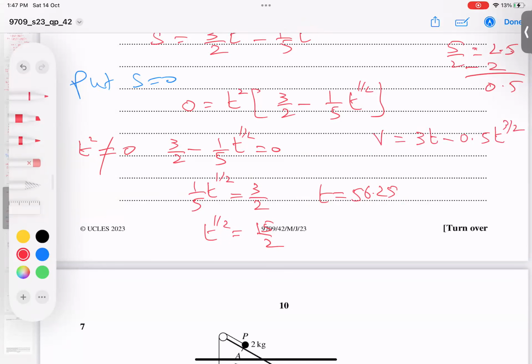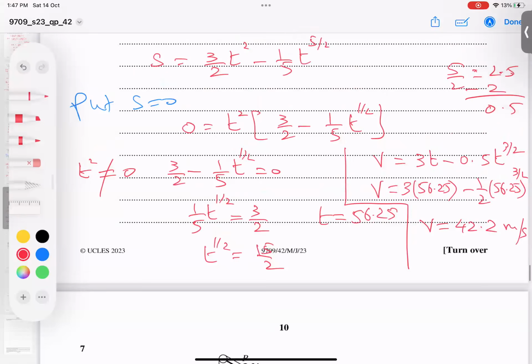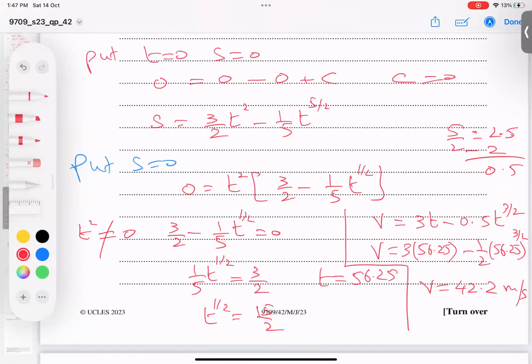And I'm getting the answer from here. So for velocity, I just plug in 3 times 256.25, half times 256.25, and power is 3 by 2. If I type it in the calculator, 3 times 256.25, the answer turns out to be 42.2 meters per second. So Alhamdulillah Rabbil Alameen, I believe the point is very clear and the question is over. And let's go to the next question.